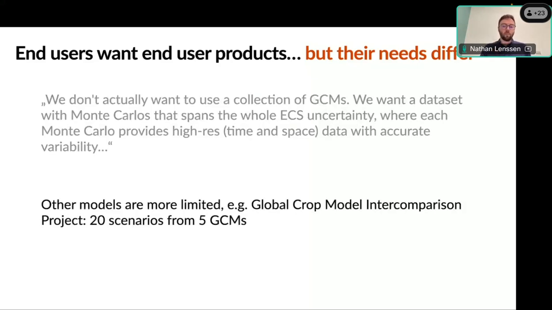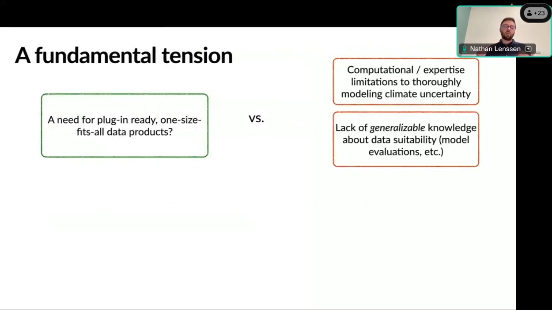And so there's some of these, but like the global crop model intercomparison did 20 scenarios, but only from 5 GCMs and not many simulations. And so we have this real tension as we start to think about how to make climate information available to more applied fields: they're really looking for a plug-in ready in their data format, ideally one ensemble member to be able to do their analyses.